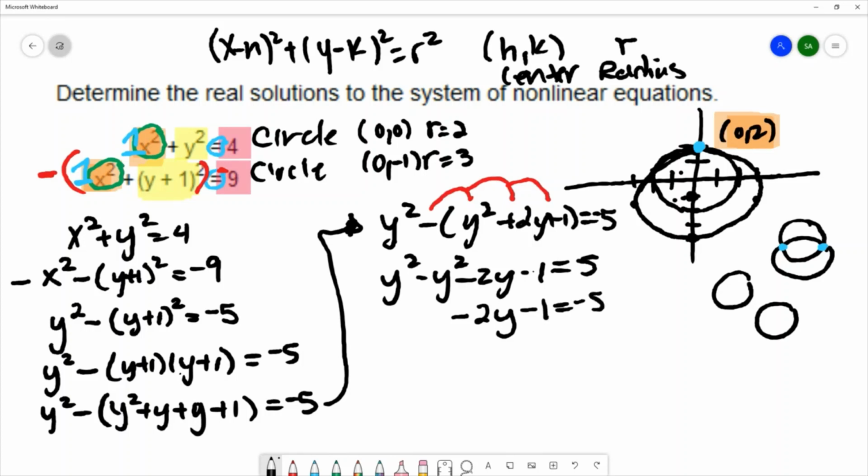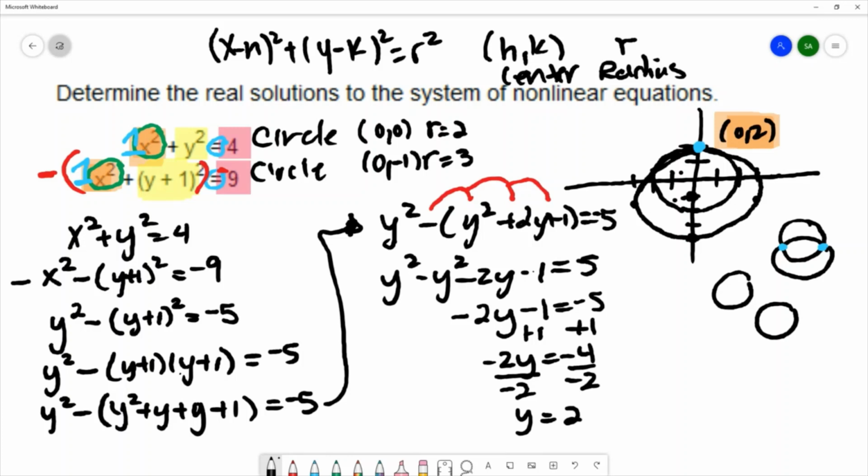So now that the y squareds are gone, this is a linear equation. And to solve a linear equation, we try to get the variable by itself on one side. I'm going to add 1 to both sides to get negative 2y equals negative 4. I'll divide both sides by negative 2 to isolate that y, and that leaves me with y equals a positive 2.